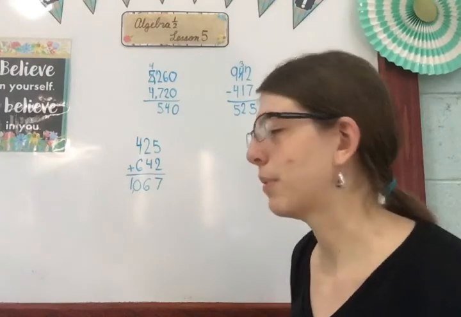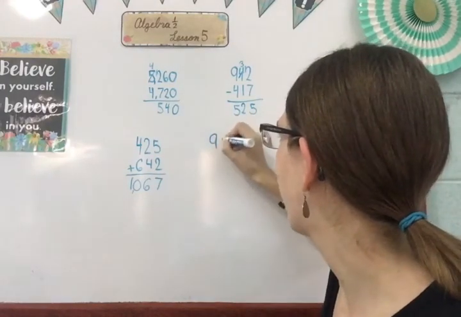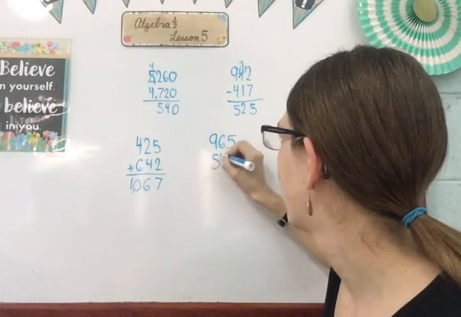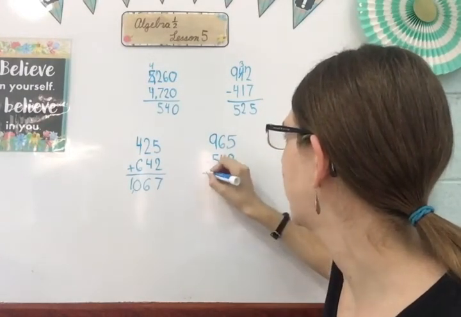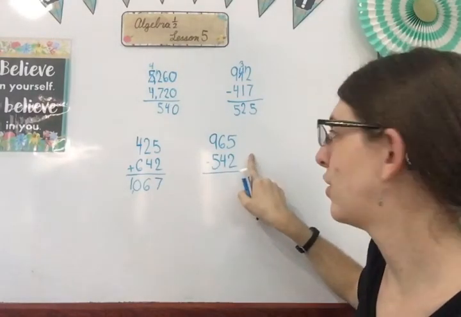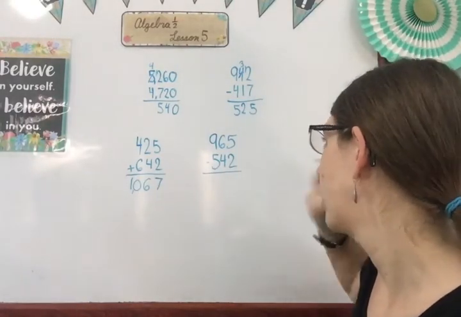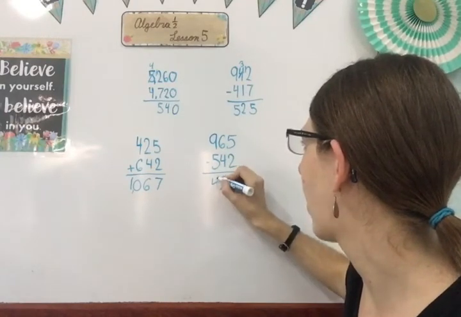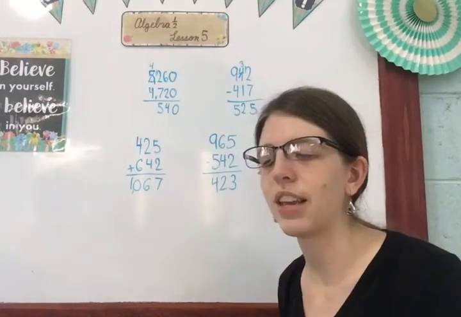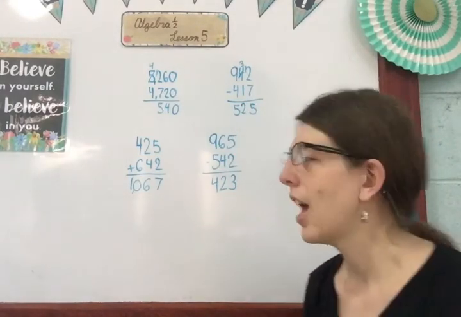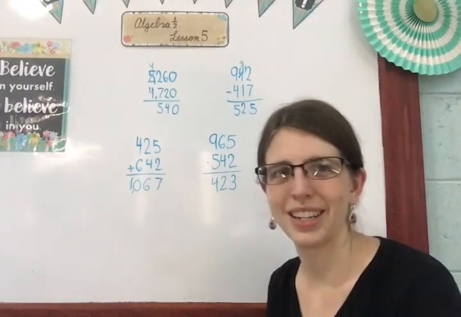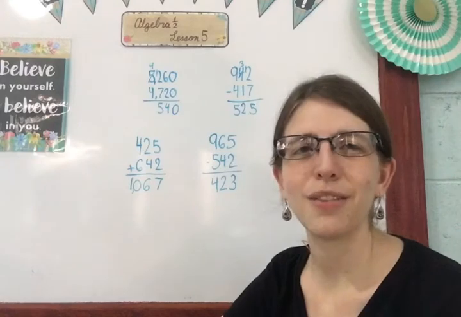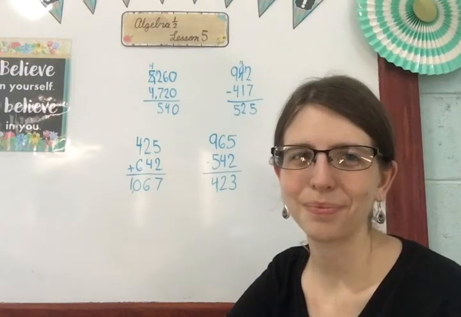Well, I know that if I put my total on the top, 965, and I take away the first number that he had, I'm going to have as my difference the number that was added to his original number. So I subtract, 5 minus 2 is 3, 6 minus 4 is 2, and 9 minus 5 is 4. So he was given 423 marbles. And you can check by adding these two numbers together. Don't forget to be checking your problems or doing them twice. Okay, pause your video now and go do your practice.